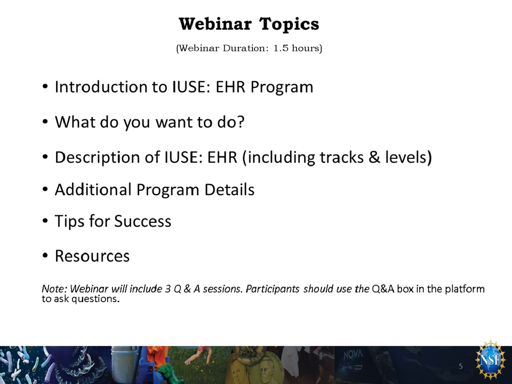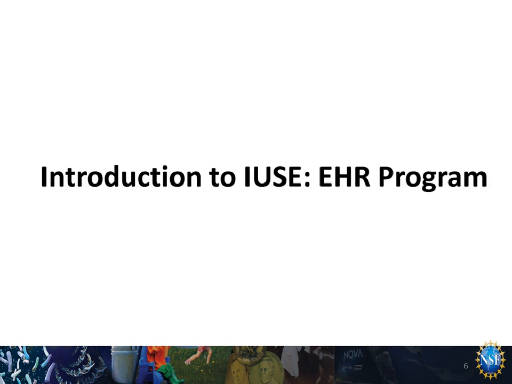So here are the webinar topics. First, we'll talk about the IUSE, the Improving Undergraduate STEM Education program. And then what do you want to do? And then a description including, as Sandra mentioned, there are tracks and levels. We'll go into that detail. Additional program details you want to attend to, a few tips for success, and some additional resources. And as Sandra mentioned, there'll be 3 Q&A sessions, but we encourage you, as you have questions, go ahead and put them in the question tab.